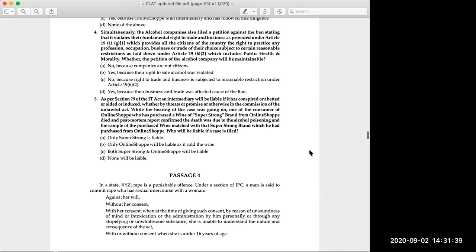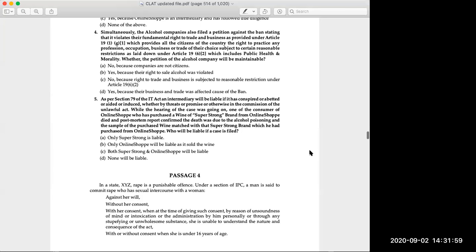The answer to this question is C. Both Super Strong and the online shop will be liable. Super Strong will be liable because they are selling adulterated alcohol, and the online shop will be liable because they are aiding the sale and not observing due diligence.